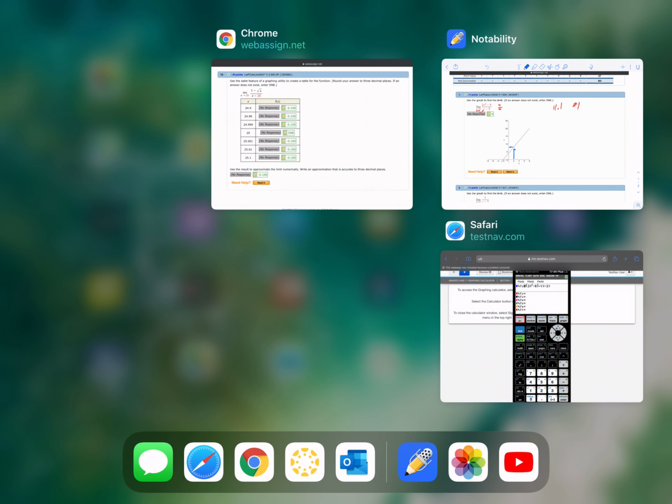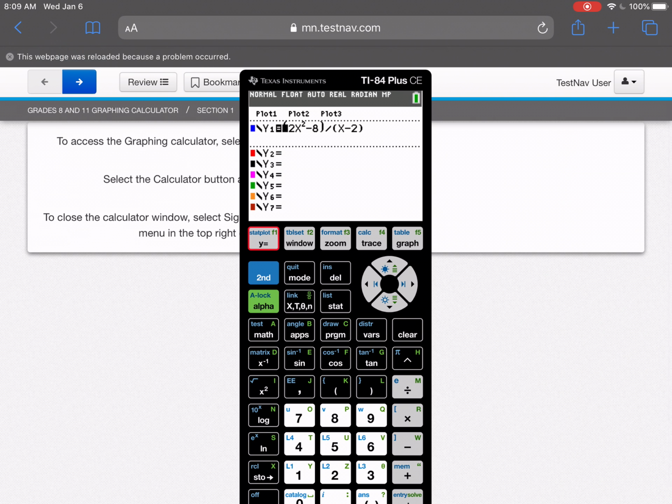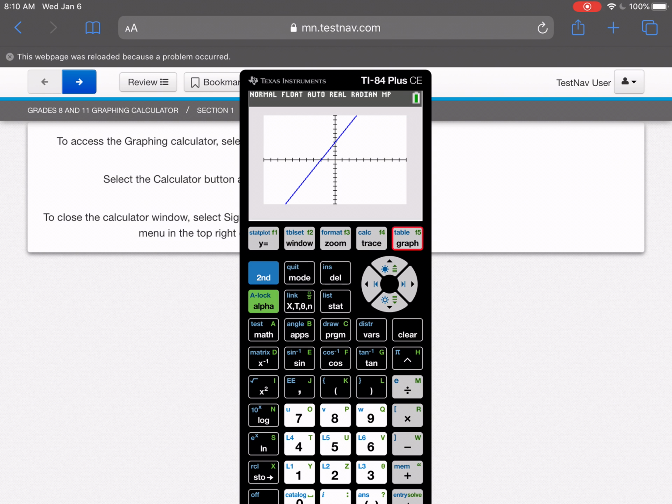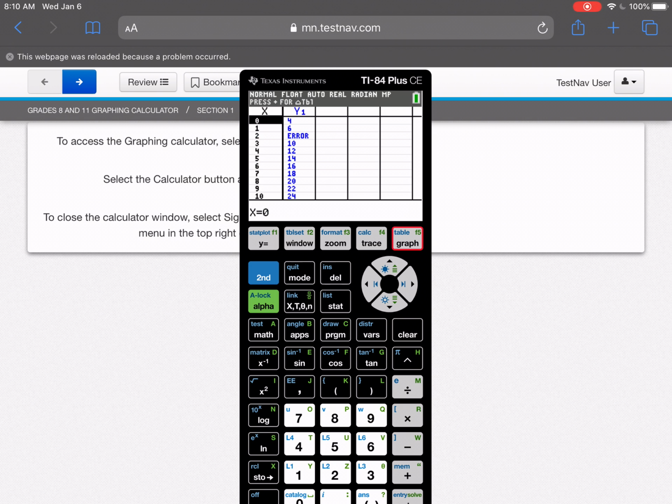I can also verify this on my calculator by typing in the function. So remember, you want to put the top and the bottom in parentheses. If I look at the graph, I'm not going to see that bubble, that open circle on my graph. It's too small. But if I go to my table and I look, I see that there's an error at 2.